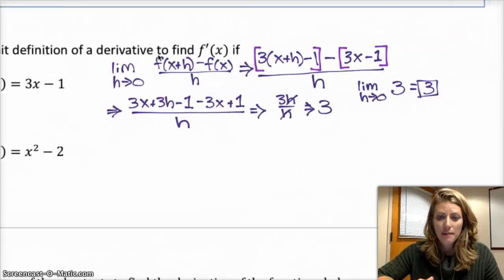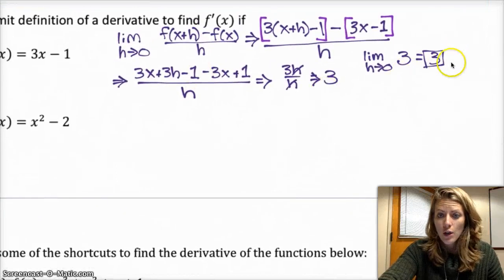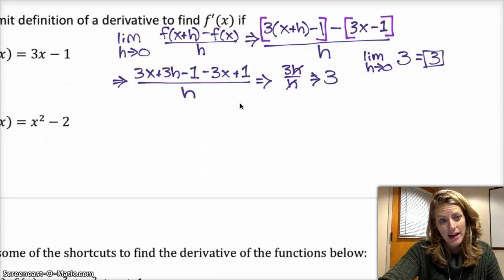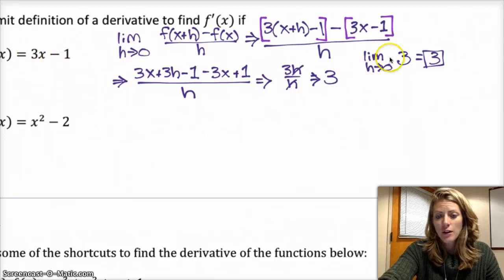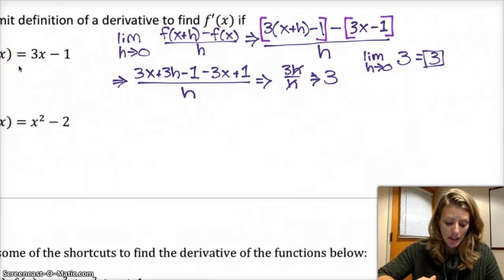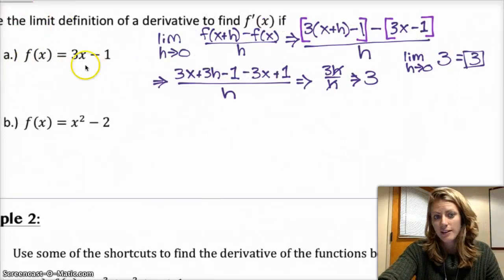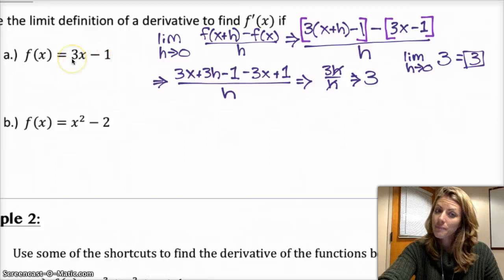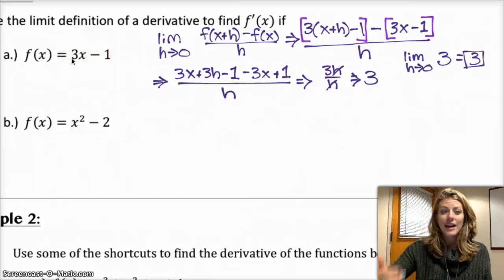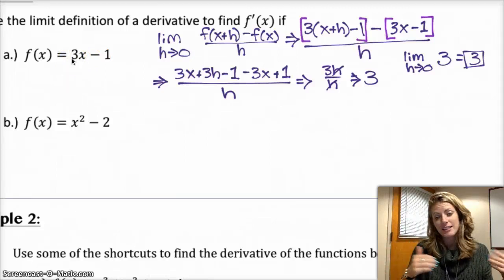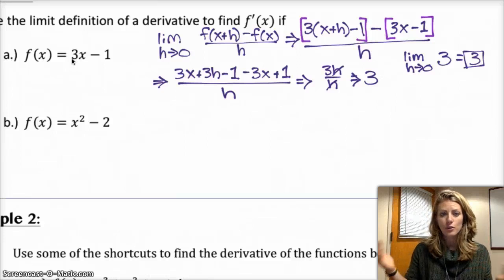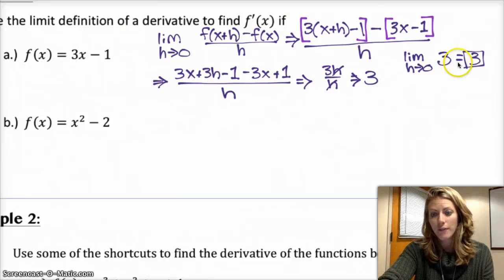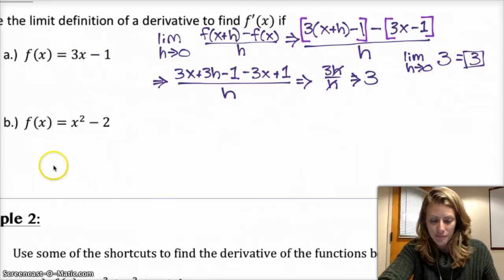And basically what that means is no matter what x value I'm at on this function, the rate of change is going to be 3. Now that makes sense because this equation here is a line and it has a slope of 3, right? And when you have a line, it has a constant slope. And so the slope isn't changing, so it should be 3 everywhere. So that works out the way that it should.